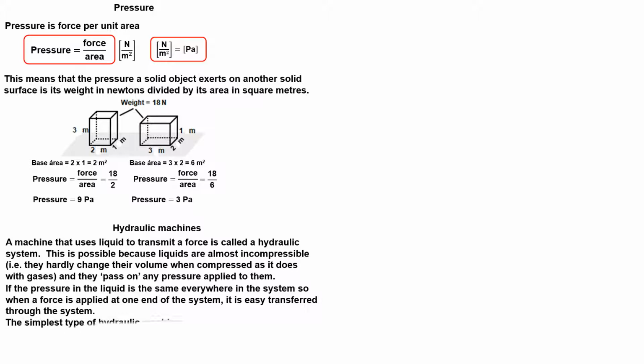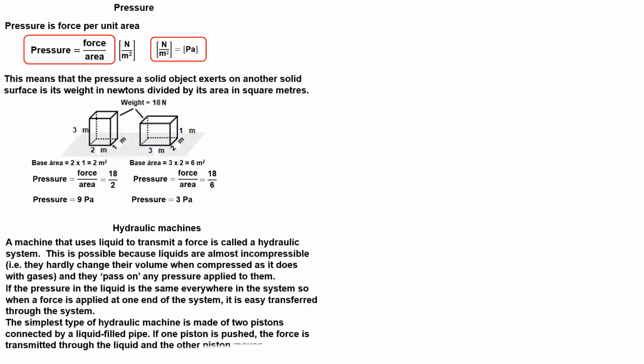The simplest type of hydraulic machine is made of two pistons connected by a liquid-filled pipe. If one piston is pushed, the force is transmitted through the liquid and the other piston moves. Suppose a downward force F acts on a piston of area A. Remember that the pressure in the liquid is the same everywhere in the system. So the pressure is the same in both pistons.